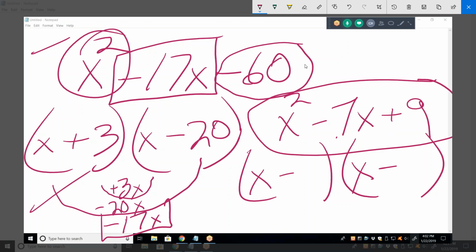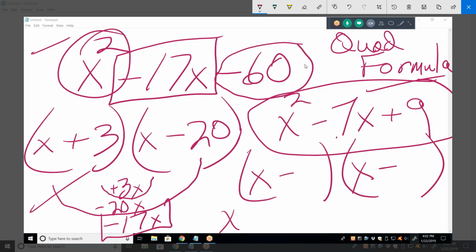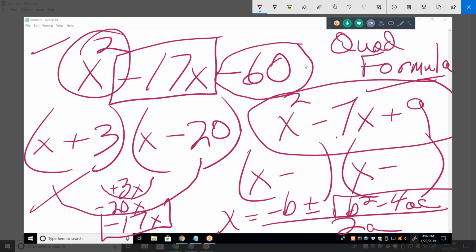And when you run out of ways to factor it, you only have one method. That's the quadratic formula. The quadratic formula will solve all quadratics. It doesn't matter whether they're factorable or not. It will solve this one right here. We're not going to do it this way. We're going to use the quadratic formula, which is x equals minus b plus or minus the square root of b squared minus 4ac all over 2a.